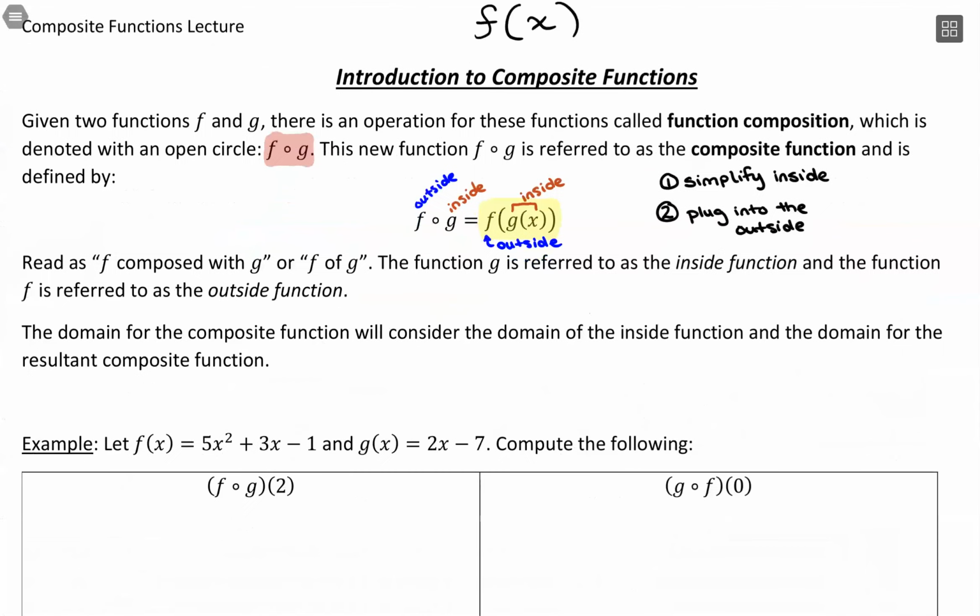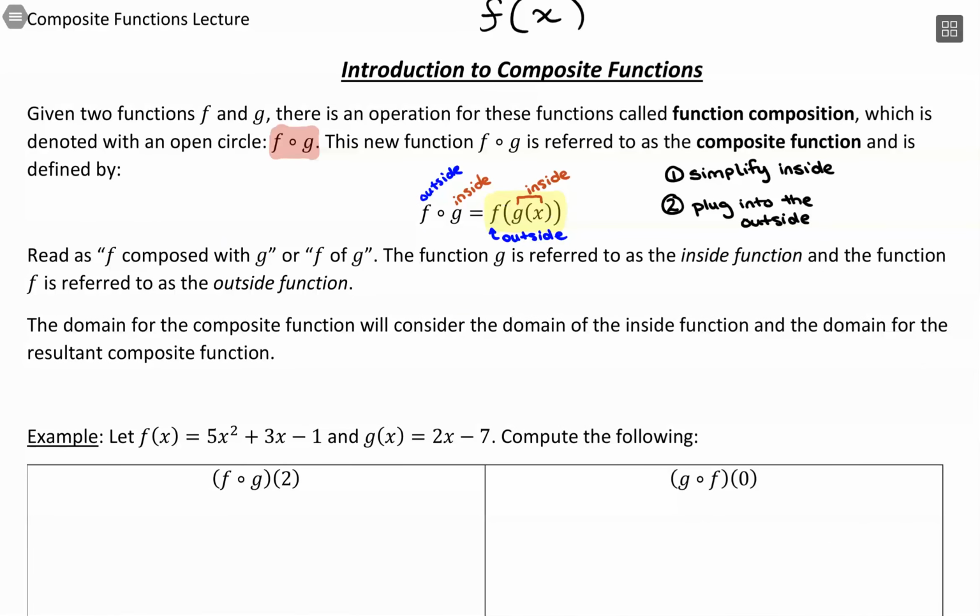All right, we'll talk about domain more in future videos, but something we'll need to think about with domain is that we have the domain coming from the inside function, and then we'll have this domain of the overall composite function. So composite function is this f of g that we're talking about.